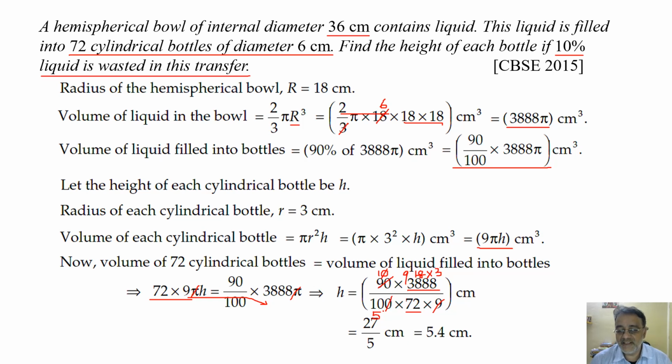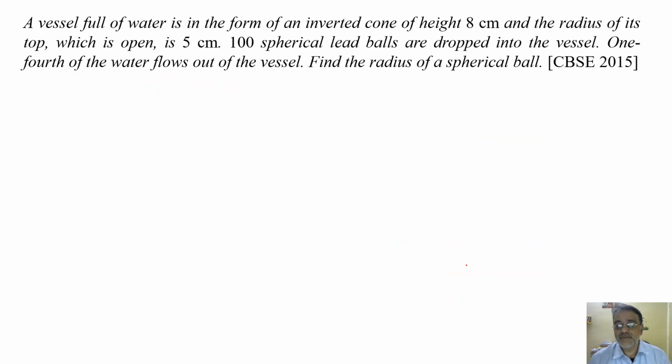Clear? Calculation is clear? Yes, sir. Okay, see how I divided. 72 is 18 into 4, so here we did 2 into 3. See, this became 4 and remove one 18, so 3 into 18, that is how I divided. Okay, fine. So now we are moving toward the next question, CBSE 2015.